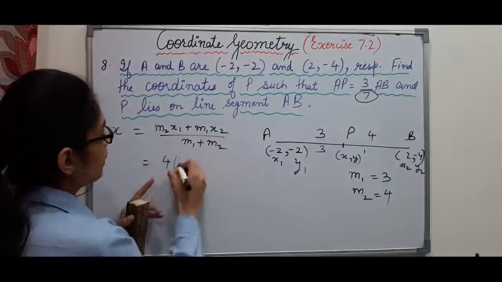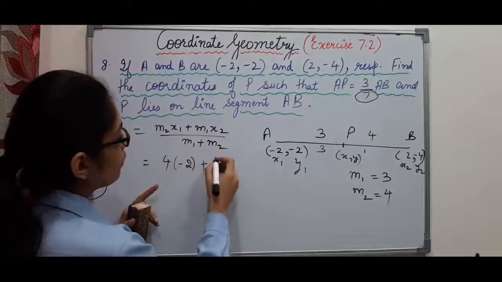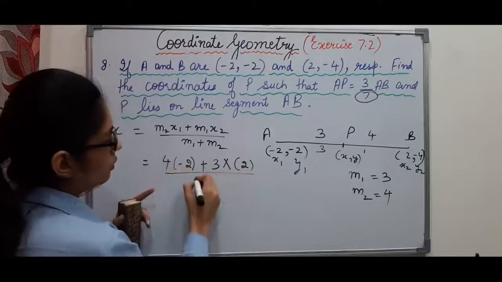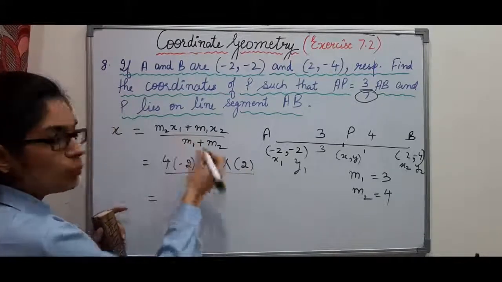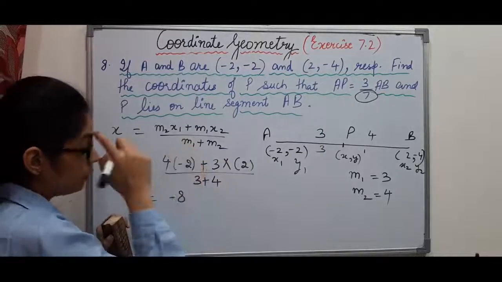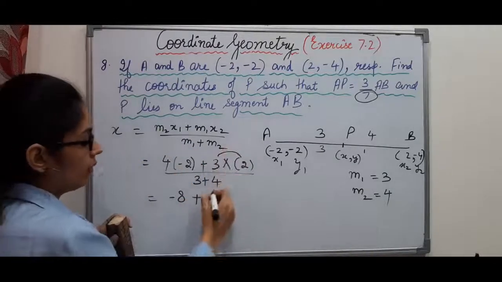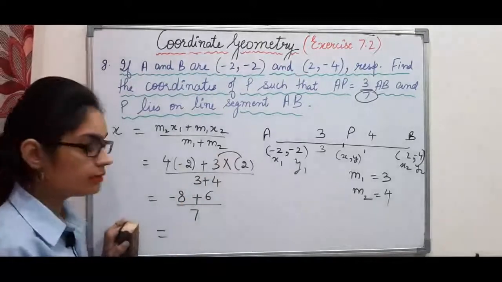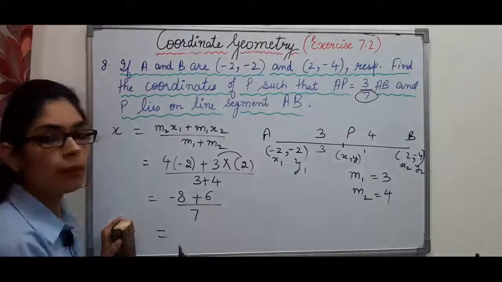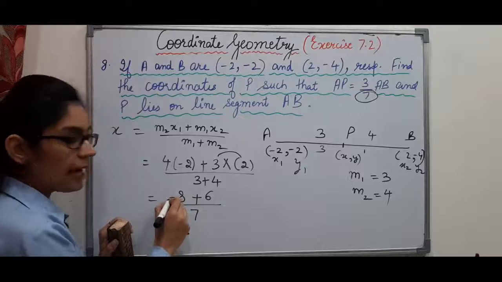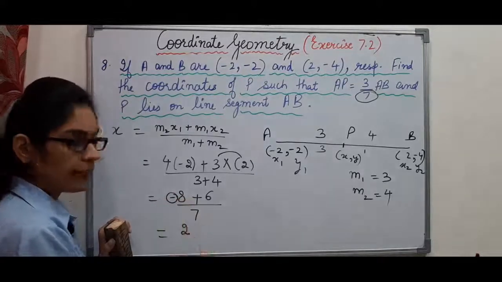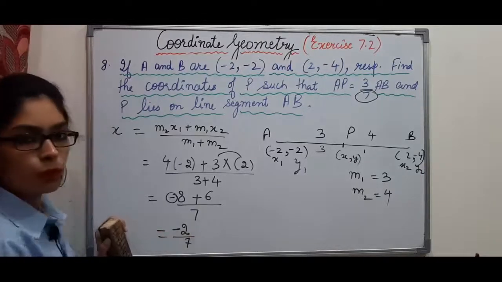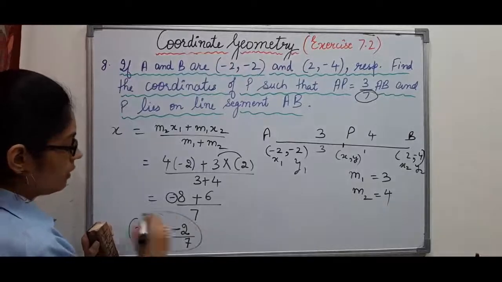So x1 is minus 2, m1 is 3 and x2 is 2. So 4 into minus 2 will be minus 8, because 4 into 2 is 8, with a minus sign, and 3 into 2 is 6, over 3 plus 4, which is 7. So minus 8 plus 6: minus and plus gives minus, so 8 minus 6 is 2, with the sign of the bigger number. 8 is the bigger number and it has a minus sign, so our answer will also have a minus sign. So it will be minus 2 by 7. So the value of x is minus 2 by 7.